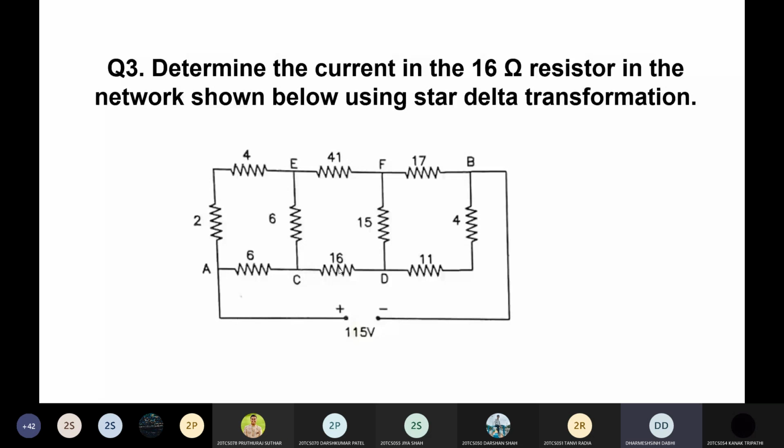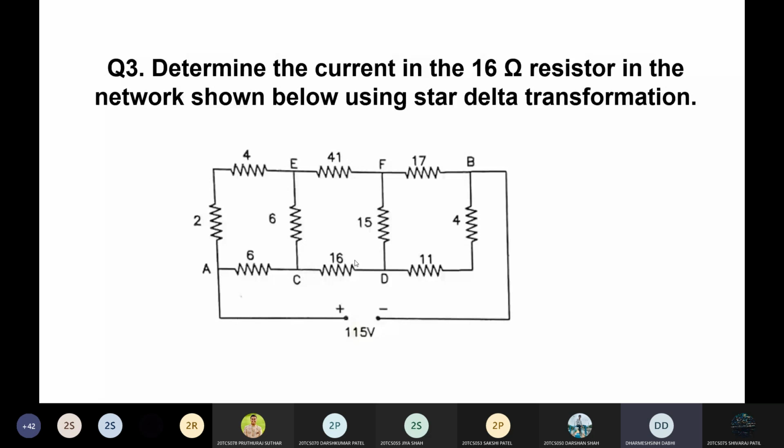So what is the answer? How do you calculate this? 3.41 ampere. Yes, 3.413 ampere. But all of you calculate first, because some of the students have not got the answer of this. So what is the first step?